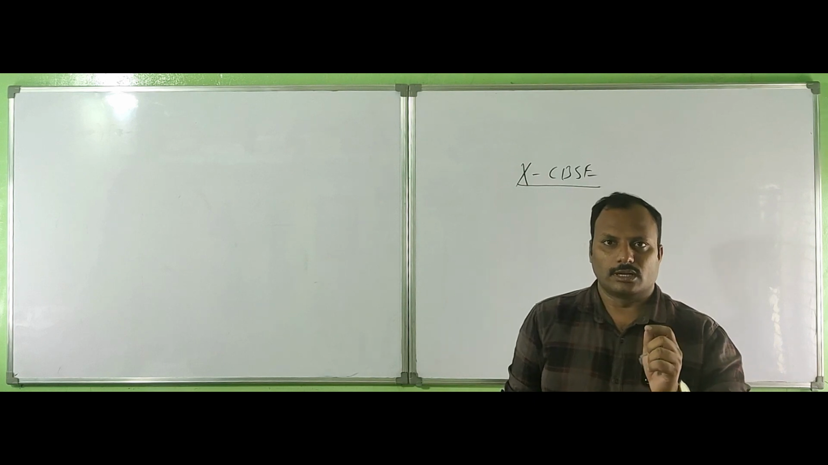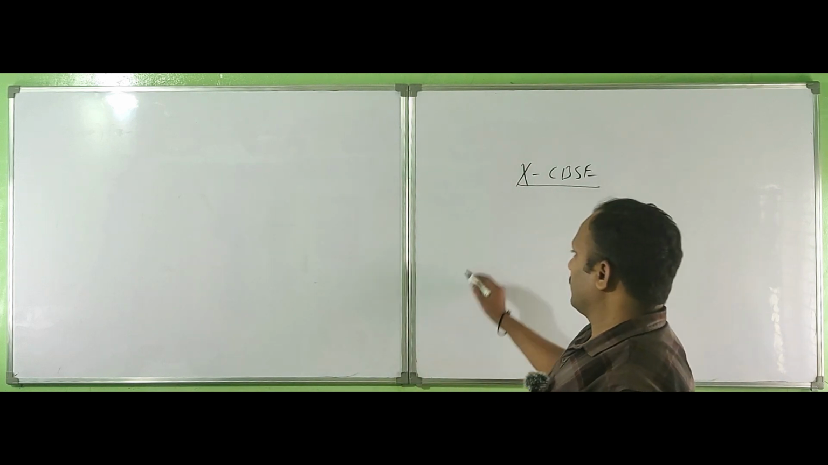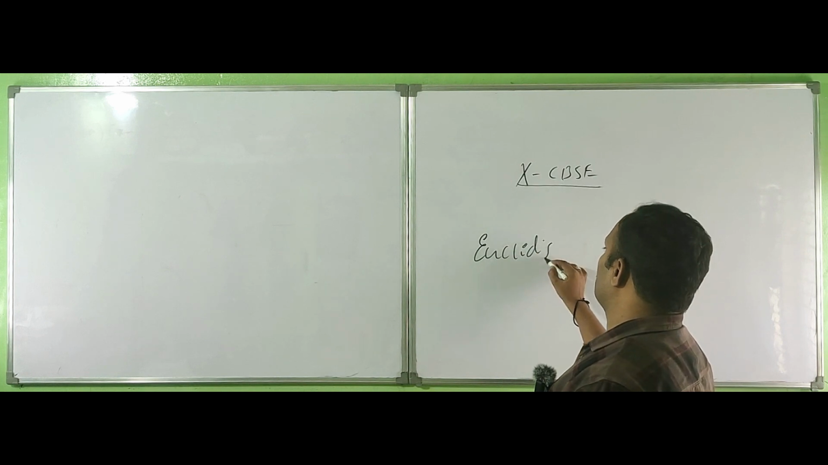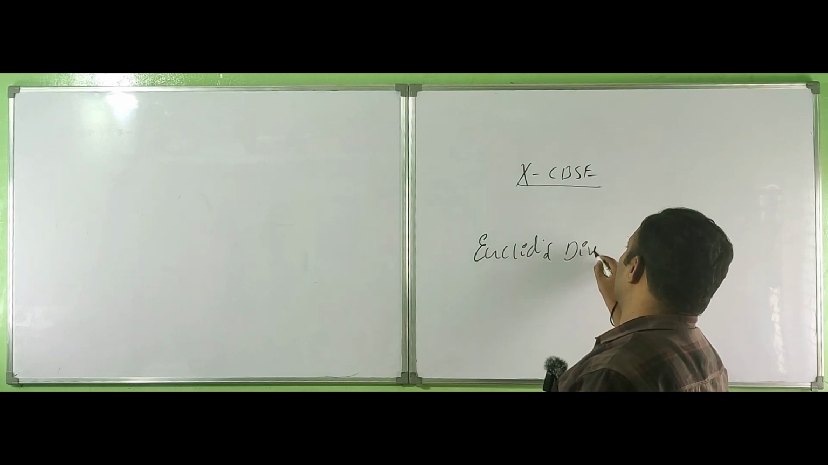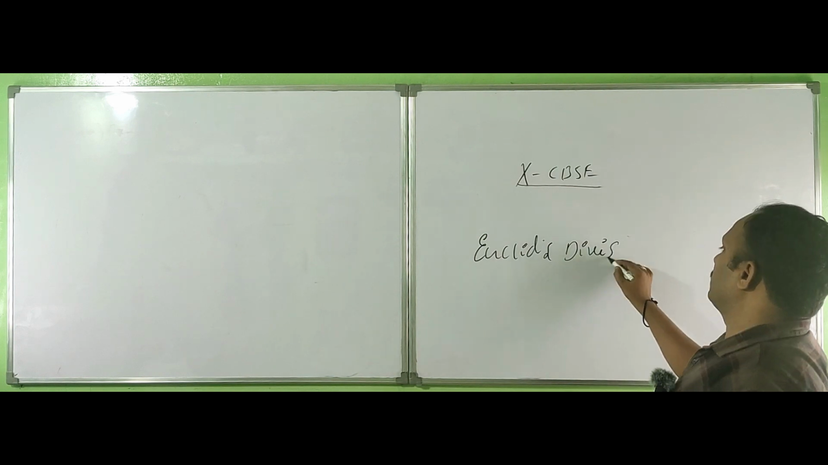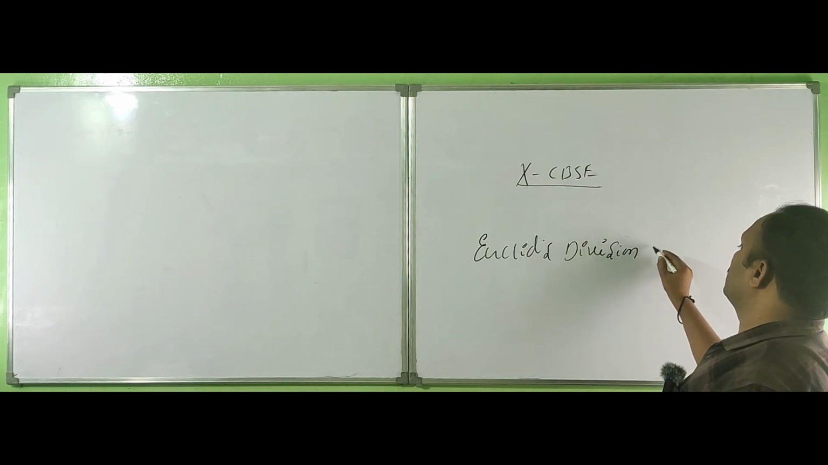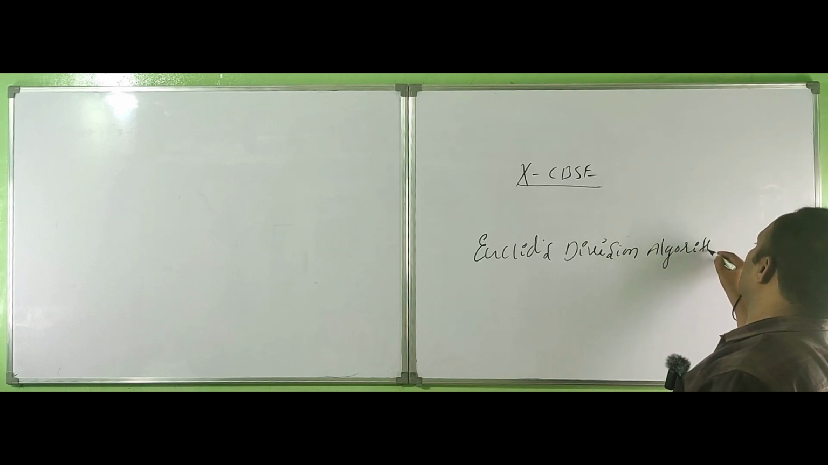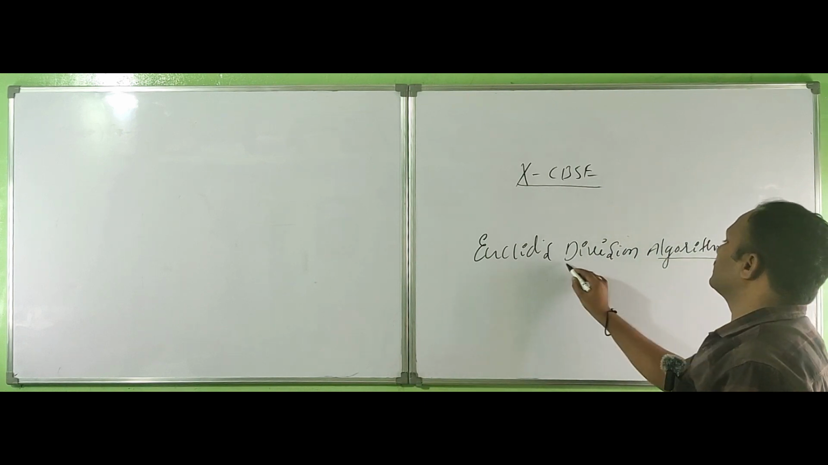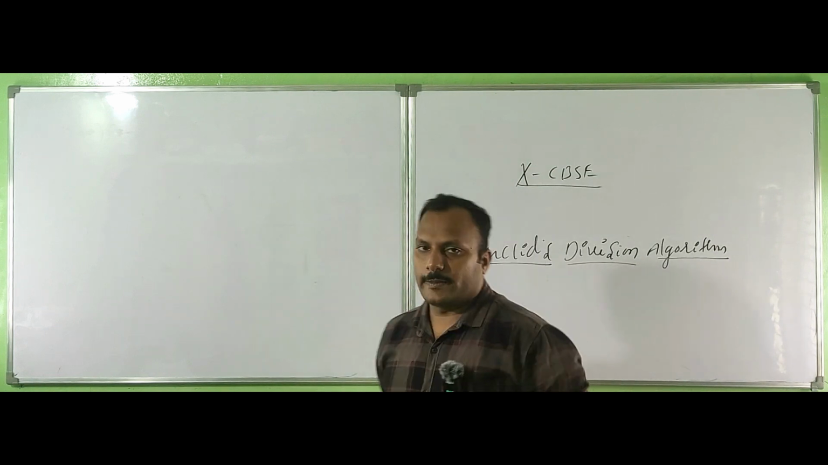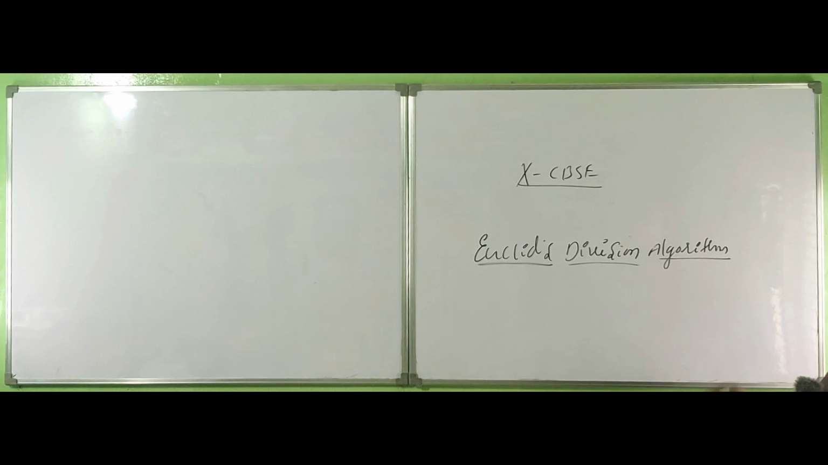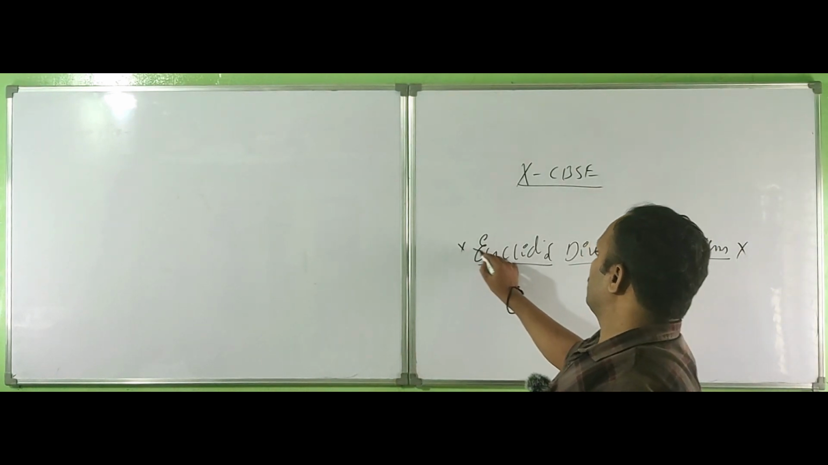In the last chapter, the Euclid's division algorithm is not considered for the syllabus. So even though I taught it, you can skip it for the board exams, okay?